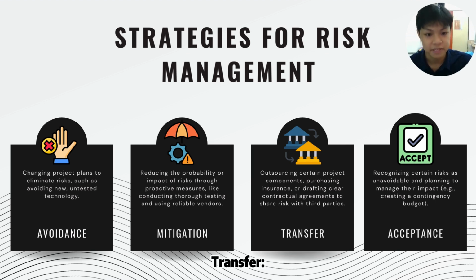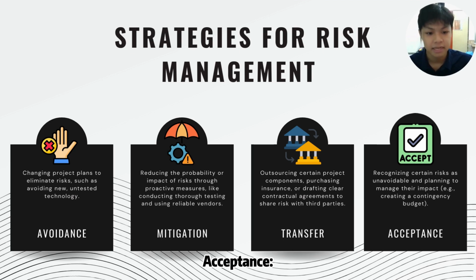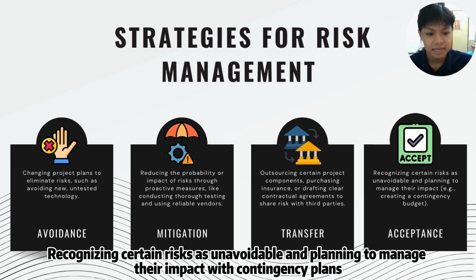And the next one is transfer. This can mean outsourcing part of the project, purchasing insurance, or using contracts to share the risk with third parties. And the last one is acceptance. This means recognizing certain risks as unavoidable and planning to manage their impact with a contingency plan.